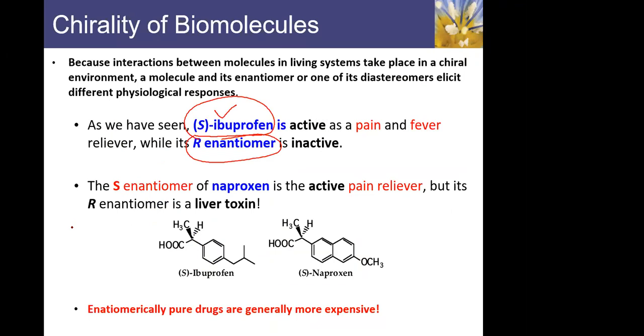Okay, and same thing. I'm just trying to give you examples of how 2 enantiomers behave as 2 different things. Look at this. We all take naproxen as a painkiller. If I have a headache, I sometimes take naproxen, right? The S enantiomer is a very good painkiller. The R enantiomer is a liver toxin. Can you believe it? 2 different enantiomers.